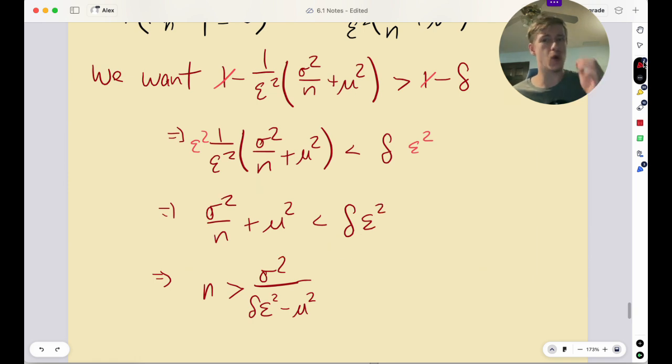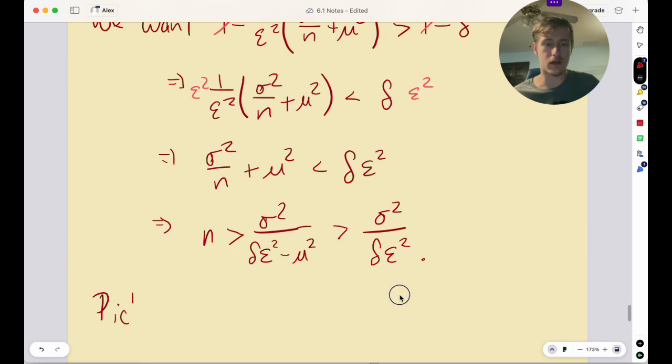Now, I can do just a little bit better than that, right? Because I don't necessarily know what mu is, but if I'm subtracting mu squared from this, that's going to be a bigger number because it's on the denominator. If I'm making this smaller by subtracting mu squared, that is going to be a larger number than if I did not subtract the mu squared. This is delta epsilon squared. Okay?